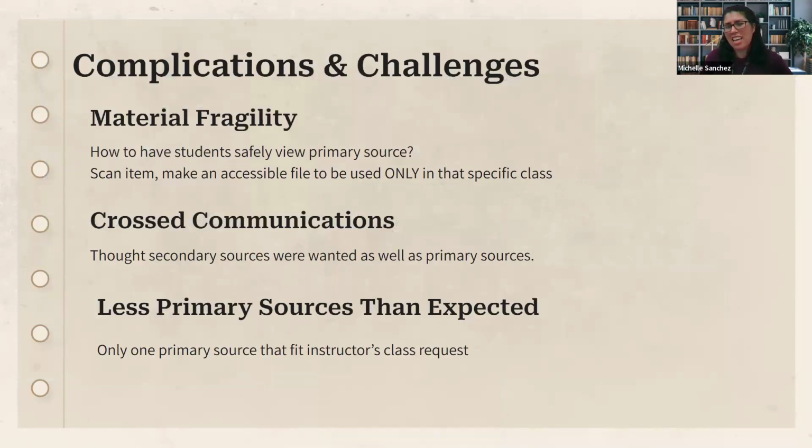So complications and challenges that came up from this particular implementation was how fragile this material was. Like I said, it was put in those old folders. I don't know how many of you remember these, but it was those flimsy folders with the metal hinges that you would put your three-hole-punch papers in, and you'd flatten it out. It was in one of those, and you know, like tissue paper, onion paper sort of material. So I could not have this being handed around to a whole class of, I think, at most 30 students. So how would I get the students to view this primary source safely? I actually worked with our library technician.